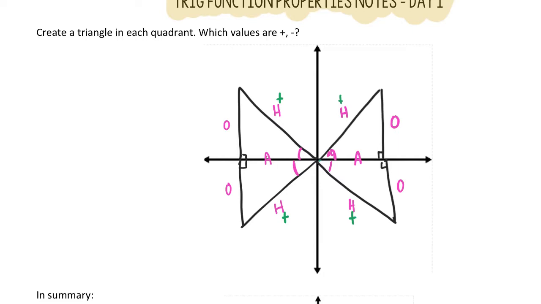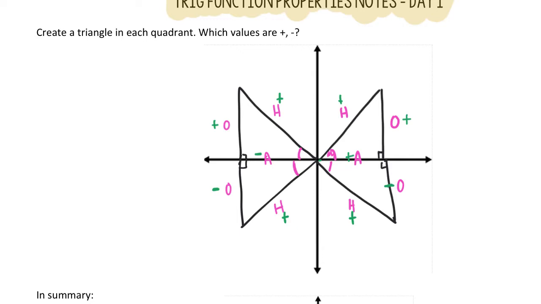So if we go right from the x-axis, this adjacent side will be positive. This opposite side will be positive. Continuing on to the second quadrant, this opposite side is positive because you're going up, but this adjacent side is negative because we're going left on the x-axis. If we go down to the third quadrant, this opposite side, where you're going down, is negative. And in the fourth quadrant, this opposite side is also negative.